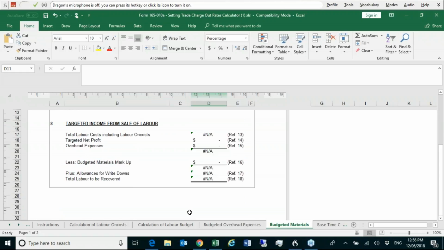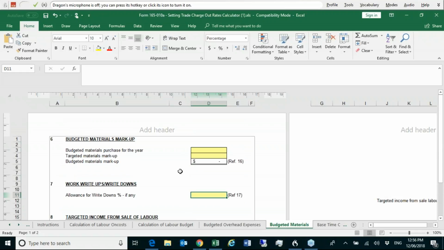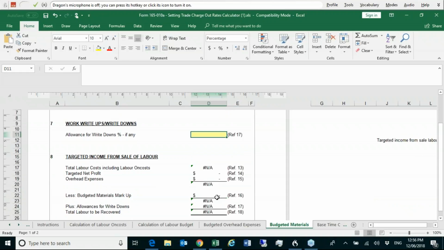This is a trades business, so we can have budgeted materials markup. They're going to purchase $1 million worth of products during the year for their clients. They're going to mark them up by 15%, so that would be an extra $150,000. You can make provision for write-down percentage. You have to insert the percentage.